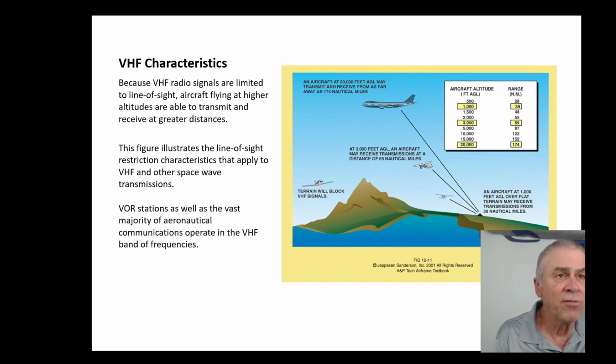Because VHF radio signals are limited to line of sight, aircraft flying at higher altitudes are able to transmit and receive at greater distances. This figure illustrates the line of sight restriction characteristics that apply to VHF and other space wave transmissions. So be aware that there's probably not going to be a repeater on this mountain that you happen to be flying behind. So the terrain will block the VHF signals. And there's going to be no communication on very low frequency and very little on medium frequency.